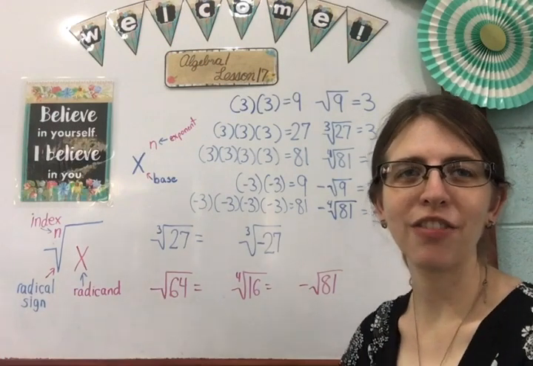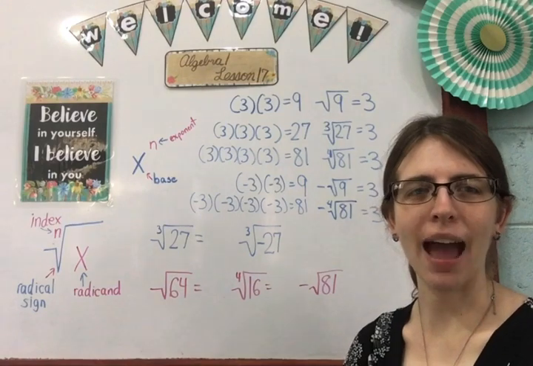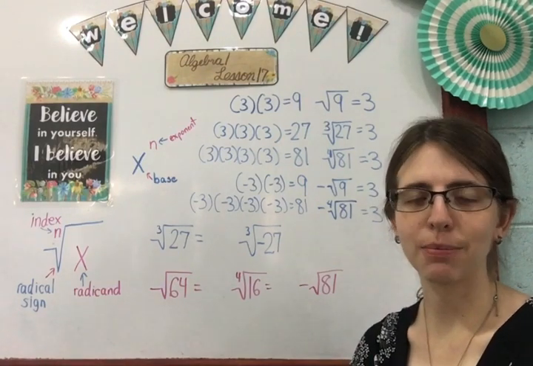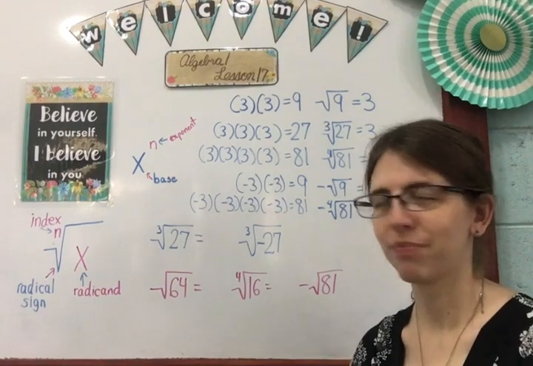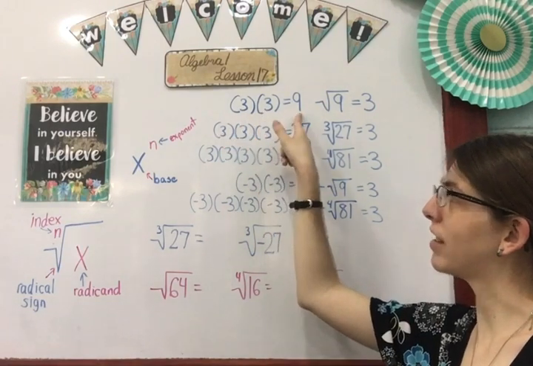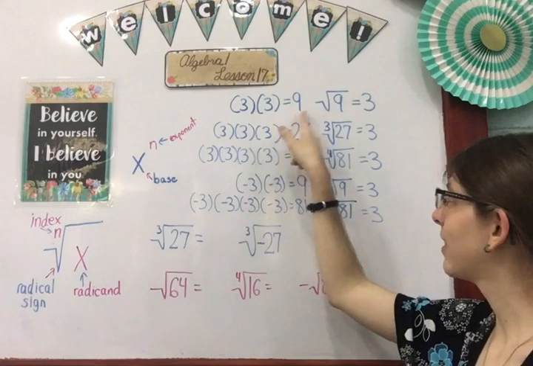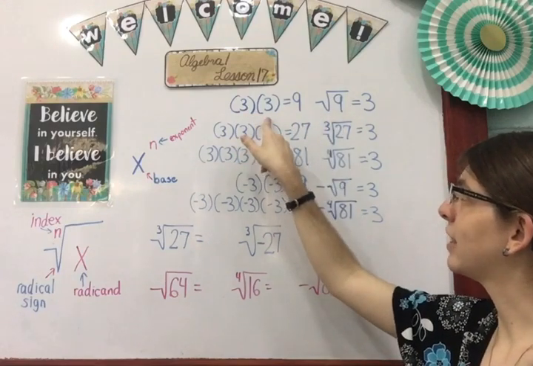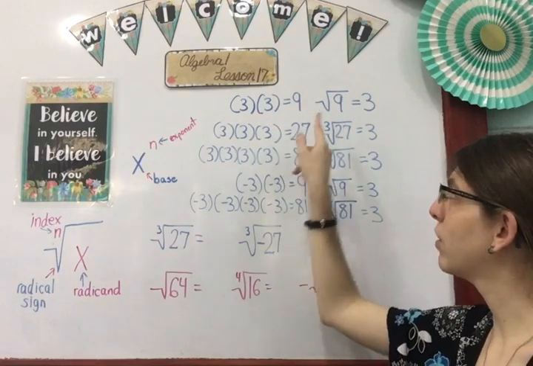Okay, we're going to finish out this lesson talking about bases, exponents, now roots. So here we have 3 times 3 equals 9. So that means that the square root of 9, because this is 3 squared, is 3.